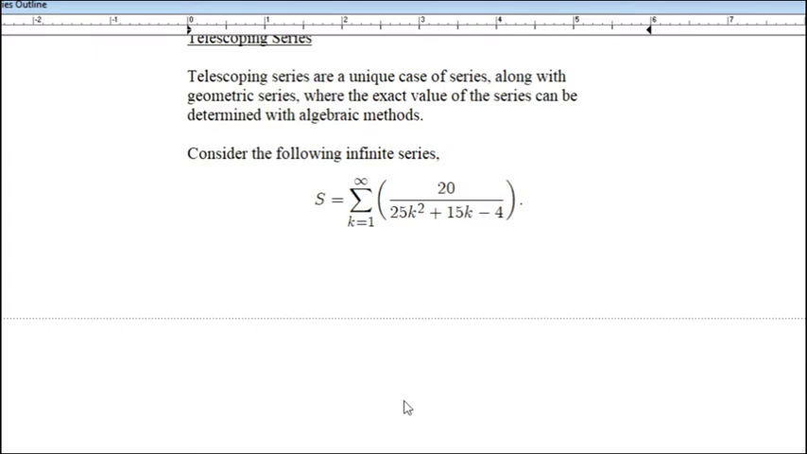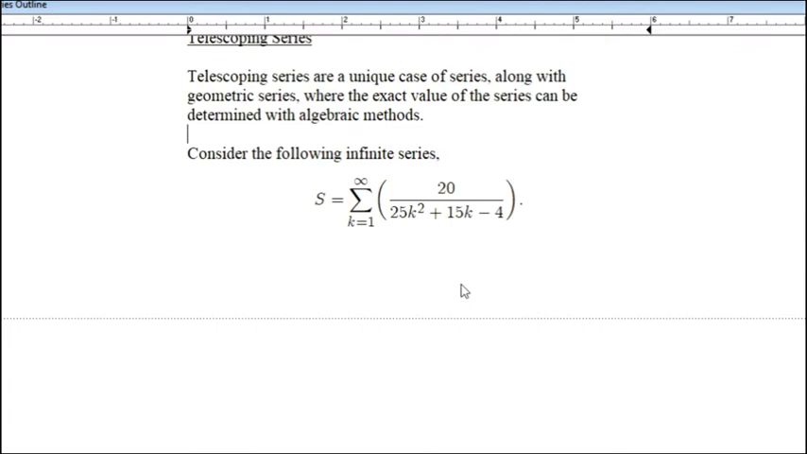Okay, folks. First of all, I start off by presenting you with the infinite series given here for S, where S is the summation from k equals 1 to infinity of 20 divided by 25k squared plus 15k minus 4. This is a sequence inside this series whose format we haven't seen too many examples of yet. But we do take note that it is a rational form, and more so, a proper rational form. That is, the degree of the numerator is less than the degree of the denominator: the numerator has degree 0, whereas the denominator has degree 2.